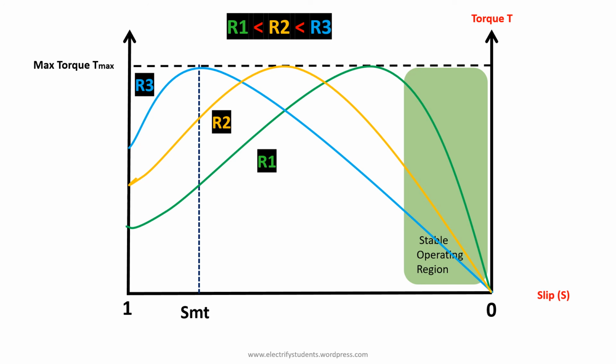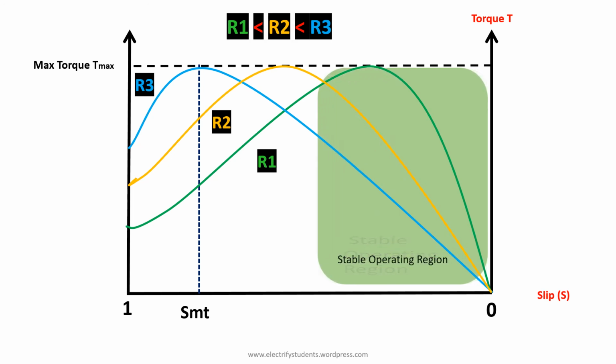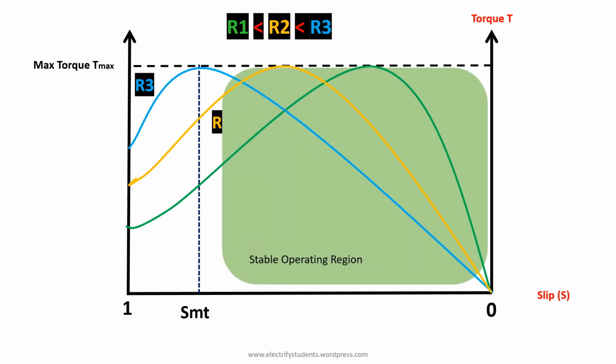If rotor resistance is further increased, that is R3, Tmax further shifts to left. You can observe that with the increase in rotor resistance, stable operating area increases. This was all about the torque slip characteristics of three-phase induction motor.